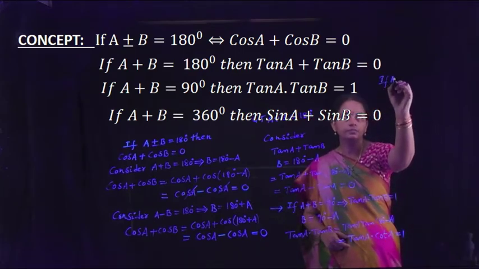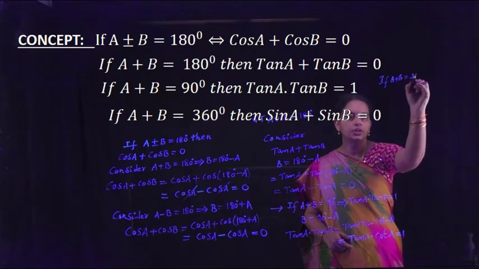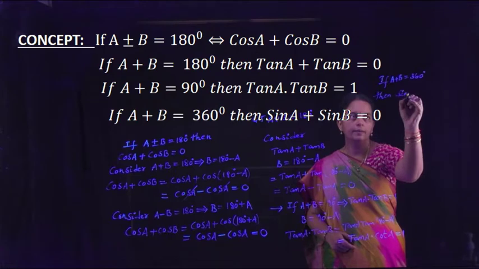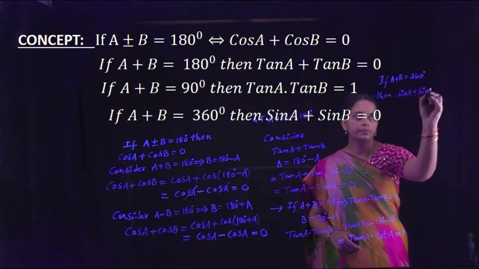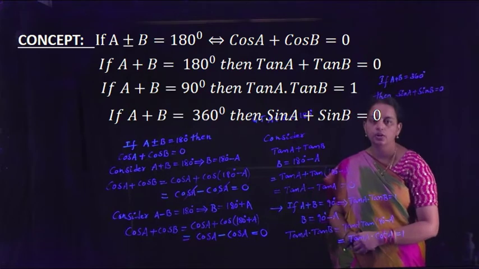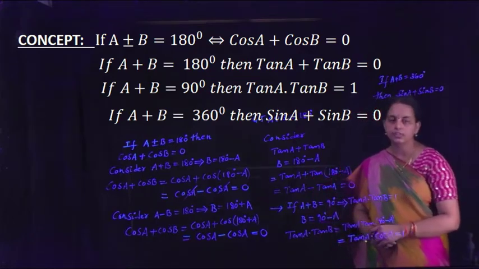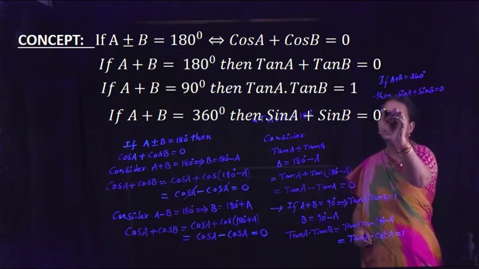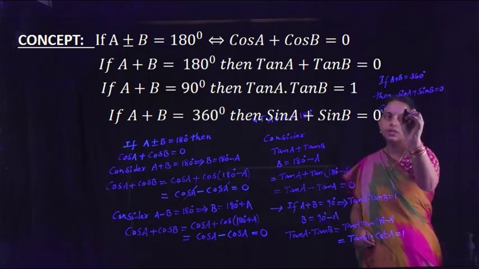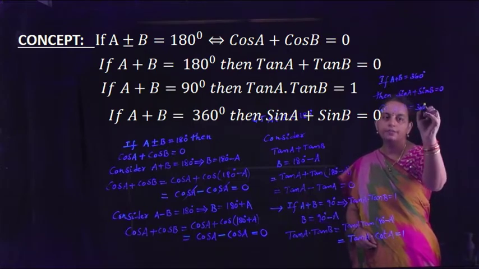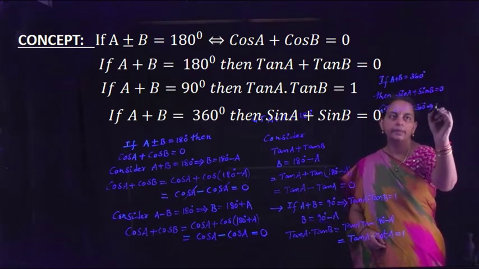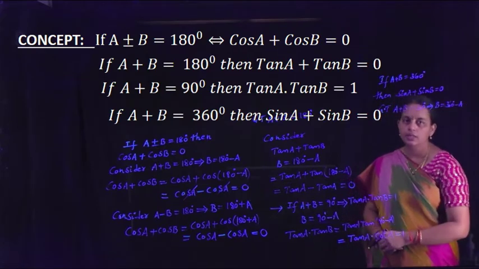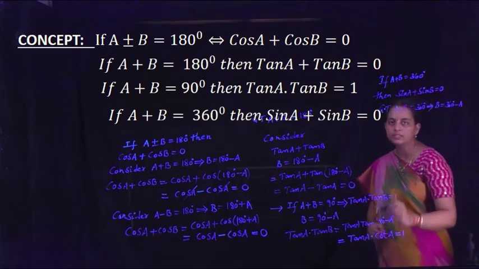If A plus B equal to 360, then sin A plus sin B is equal to 0. Given that A plus B is equal to 360, from this we can write B is equal to 360 minus A.